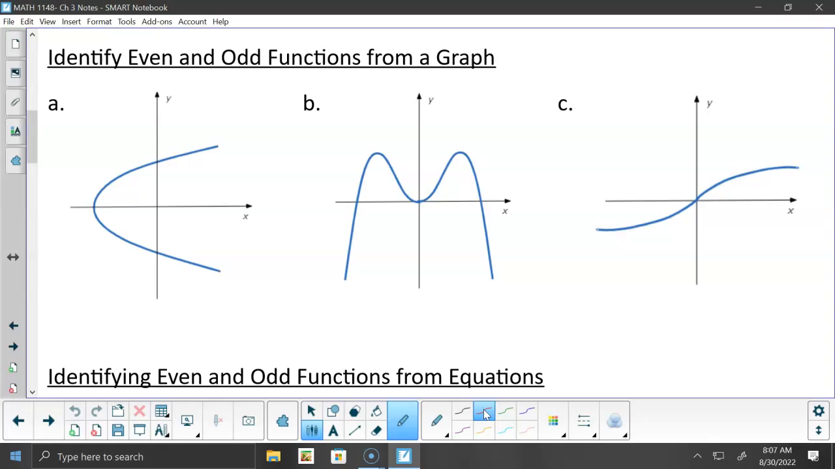So this one right here for B, this is even, okay? Because remember, even is a reflection over your y-axis. C is going to be odd, because it's rotational symmetry, so quadrant 1 to quadrant 3. And then A is neither.